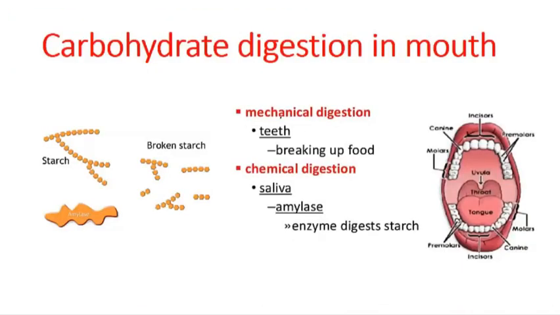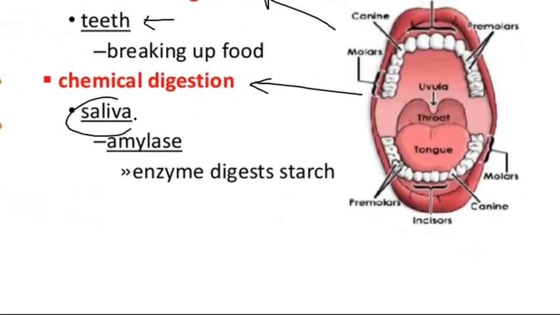Let's first talk about carbohydrate digestion in the mouth. It's the starting point, and carbohydrate digestion begins in the mouth. This is the type of chemical digestion that we are talking about. Normally, the mouth is involved with two types of digestion. One is mechanical, the second is chemical. In mechanical digestion, the teeth break and grind the food into smaller particles. Then they start mixing these food particles with saliva. Saliva contains amylase, and amylase can break down starch into fragments.